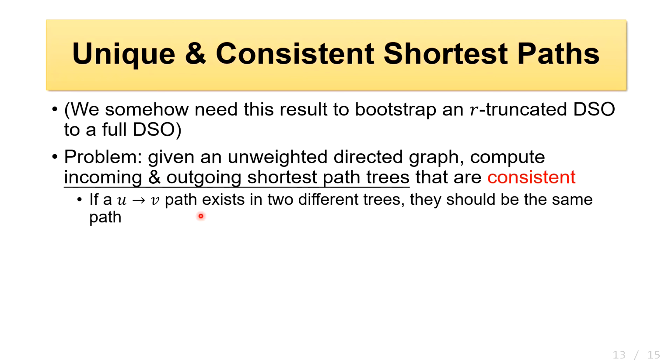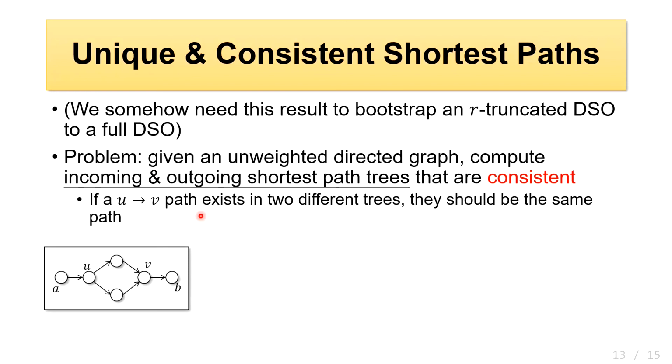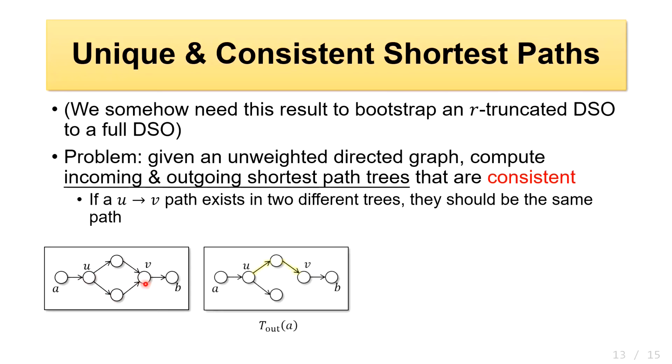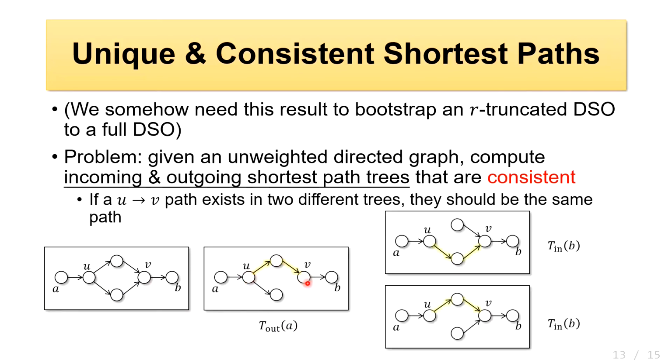Let me illustrate this by an example. We have a graph, and there are 2 shortest paths from U to V. One goes from the top and one goes from the bottom. Suppose we have already fixed the outgoing shortest path tree rooted at A. In this tree, the shortest path from U to V goes from the top. There are 2 possible incoming shortest path trees rooted at B. The difference between the 2 trees is whether the shortest path from U to V goes from the top or the bottom.